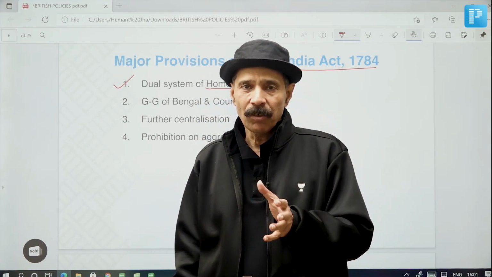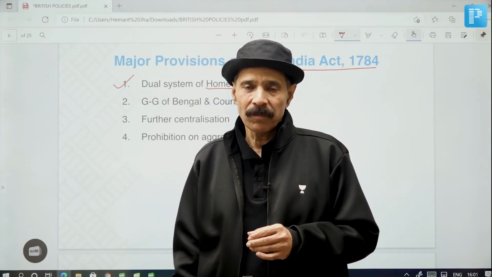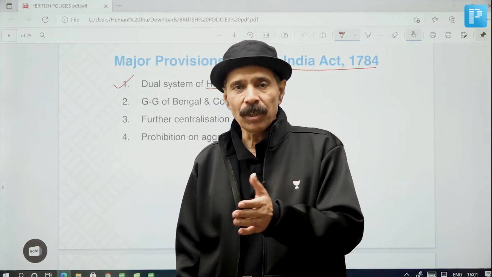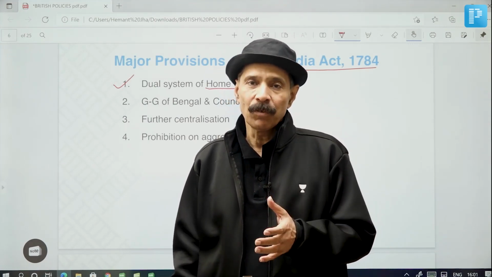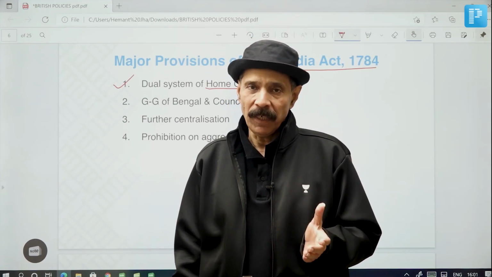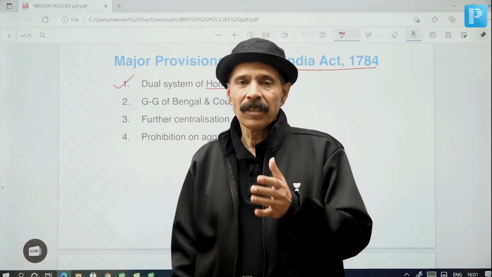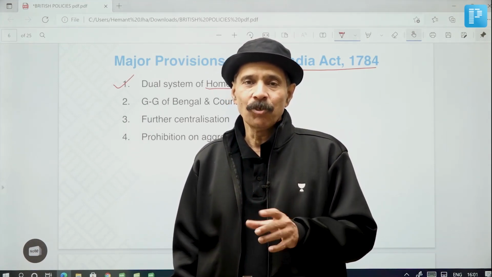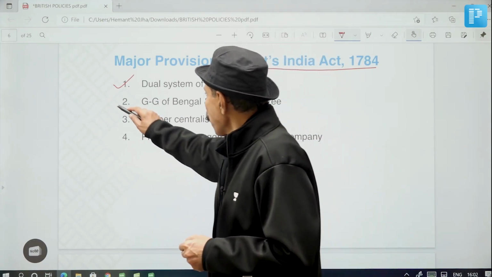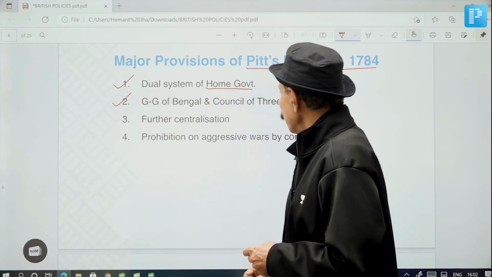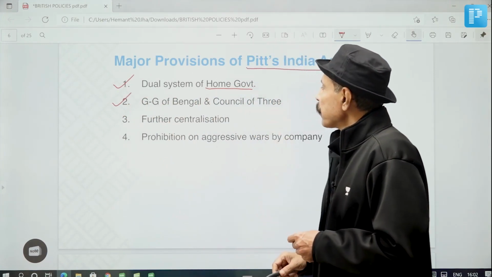So this is the beginning of the dual government system in the home government that continued till the end of Company's rule, and Company's rule was ended in 1858. So till 1858, this dual government continued. Next one is Governor General of Bengal and Council of 3.